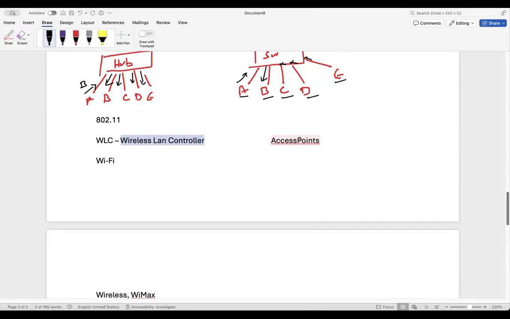But to provide more coverage area, we may need more access points. As you increase the number of access points, managing them becomes complicated. That's why we take the help of wireless LAN controllers. We can take the help of wireless LAN controllers to manage a group of access points together. Got it?